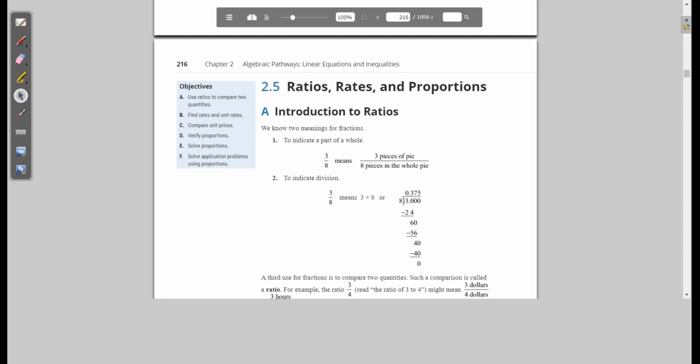Okay, today we're talking about Chapter 2, Section 5, Ratios, Rates, and Proportions.